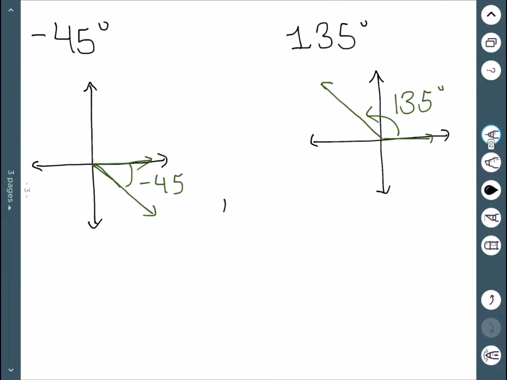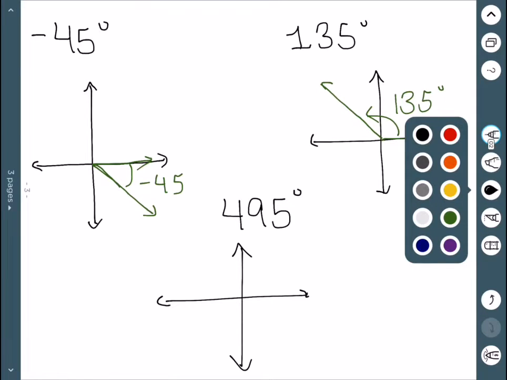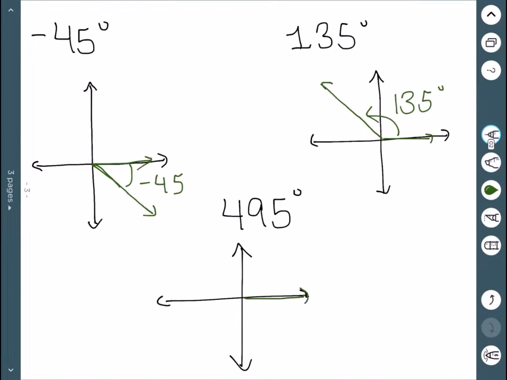We'll do one more, which is 495. We'll have our coordinate system. We'll draw our basic edge, and then we have to think about exactly what's happening here. Around a complete circle is 360 degrees. And for this angle, we still need to go an additional 135 from that. So we'll go fully around the circle, and then an additional 135, which is something we've already mapped out. And this will be 495 degrees.